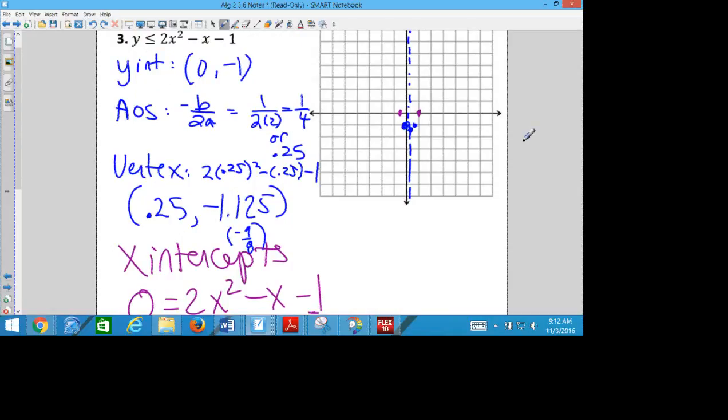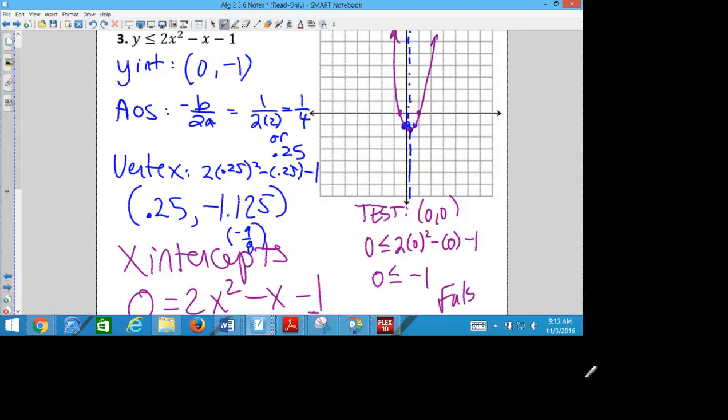Is this going to be dashed or solid? Solid. What point should I test? So we get 0 less than or equal to -1. Is that true? No, that is false. That means (0, 0) does not get shaded.